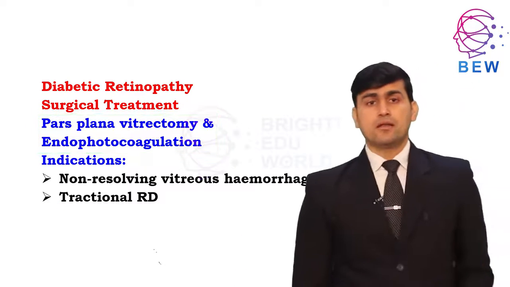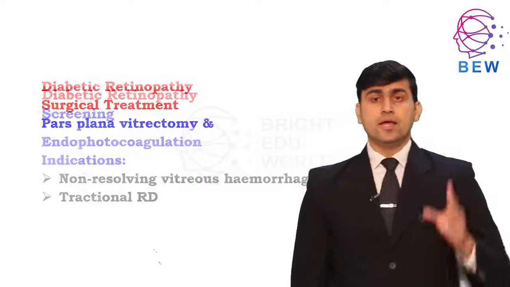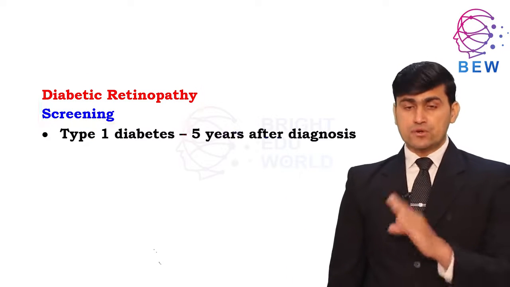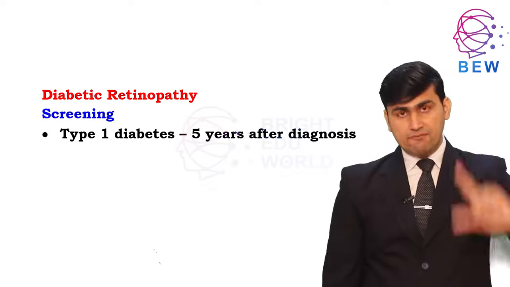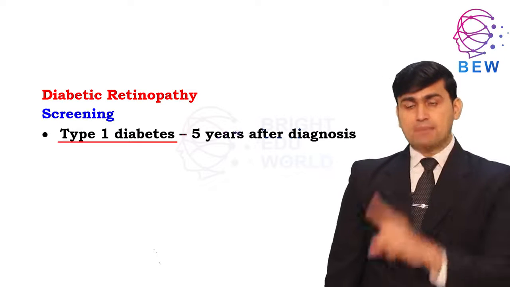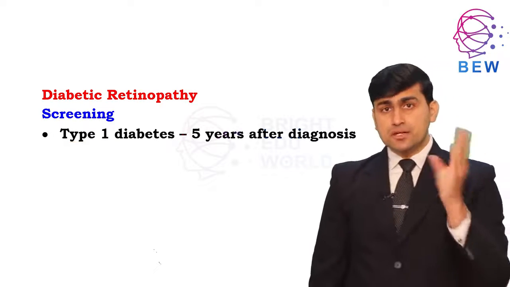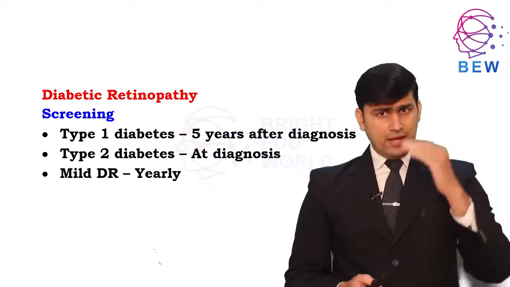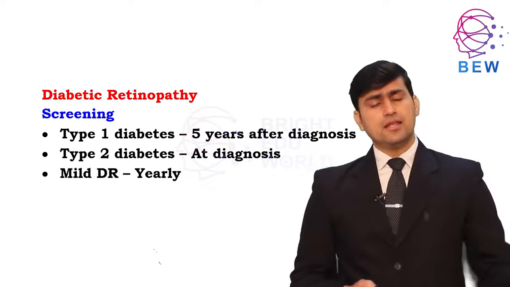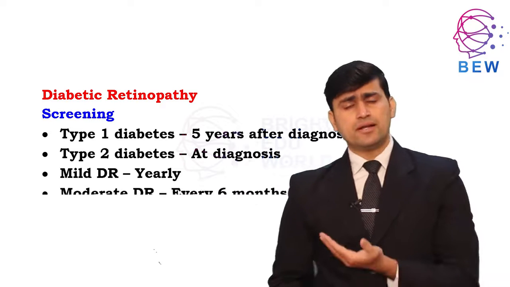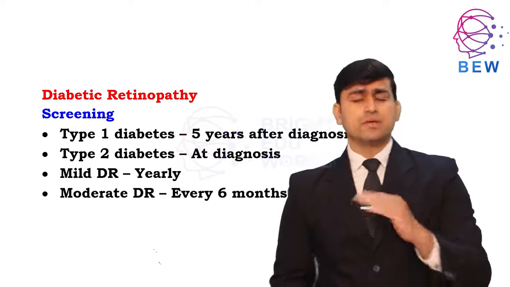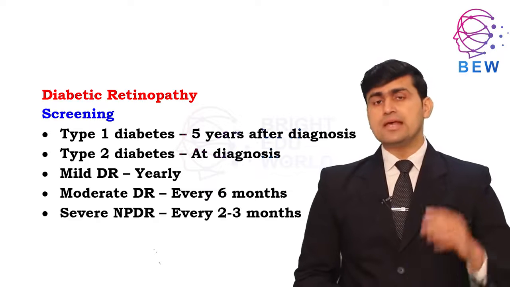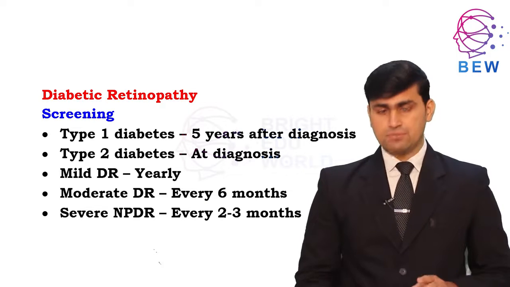Now, the American Academy of Ophthalmology has recommended screening for diabetic retinopathy 5 years after the diagnosis in patients with type 1 diabetes and at the time of diagnosis in patients with type 2 diabetes. There is a yearly screening when there is a mild diabetic retinopathy. When there is moderate diabetic retinopathy, 6-monthly screening is advised, and in cases of severe non-proliferative diabetic retinopathy, screening is advised every 2 to 3 months.